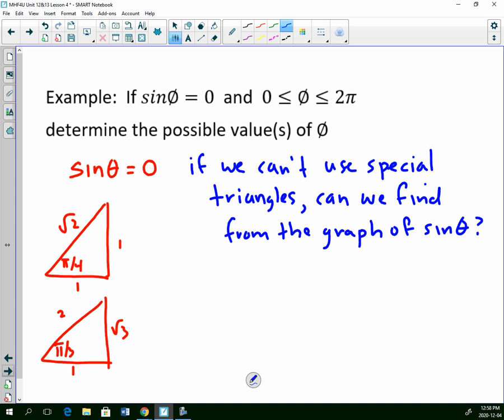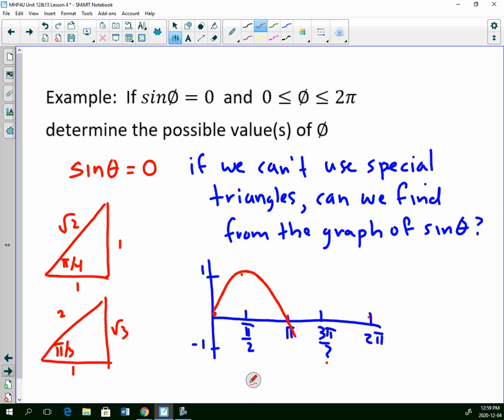So if you get values, here's my sine curve. I'm just going to sketch the sine curve from 0 to 2 pi. Sine starts at 0. So here's a sine curve going around once, 0 to 2 pi. I can see from the sine curve where it hits 0. It hits 0 here, here, and here. So that is easy to determine.